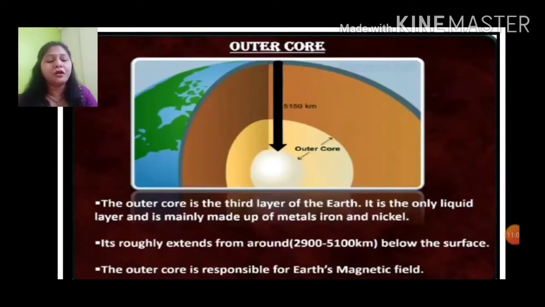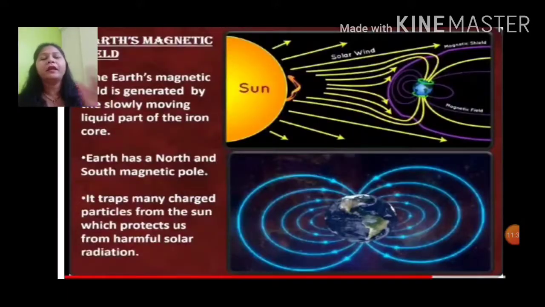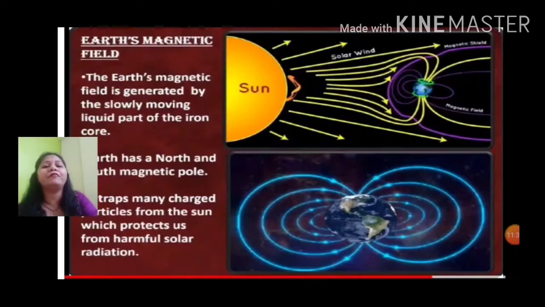The temperature of the liquid outer core is around 5000 degrees Celsius, which is almost the temperature of the sun. The outer core, as I said, is the third layer of the earth. It is only in liquid form and is mainly made up of the metals iron and nickel. It roughly extends from 2900 to 5100 kilometers. The outer core is responsible for Earth's magnetic field. Now, what is this Earth's magnetic field? Let us see it in detail.